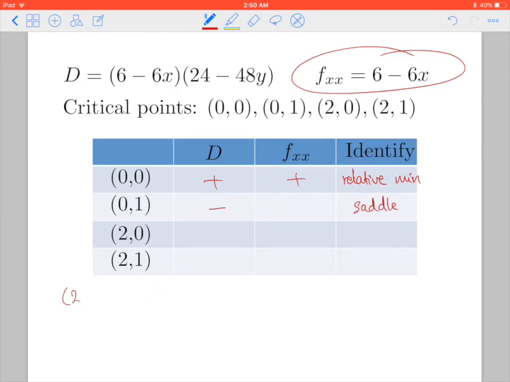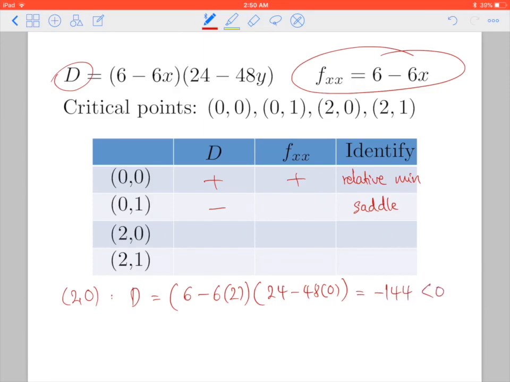For the third point, (2, 0), you do the same thing. You apply the determinant formula, and you let x equal 2 and y equal 0. So you get 6 minus 6 times 2, times 24 minus 48 times 0. And if you use the calculator, you get negative 144 again, which is a negative number. And once again, you can jump to the conclusion: when D is less than 0, the point is a saddle point.